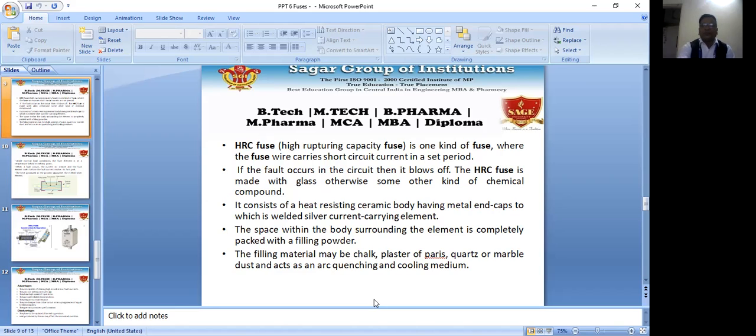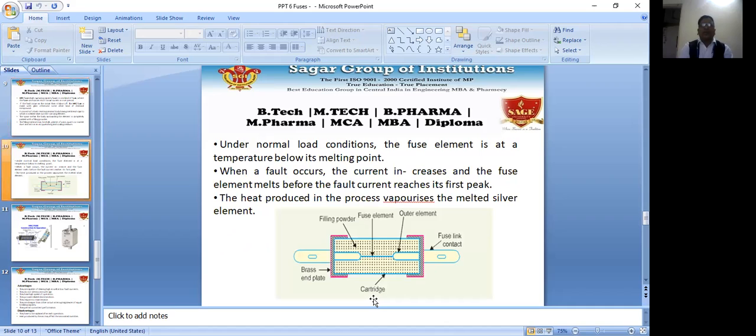Under normal load condition, the fuse element is at a temperature below its melting point, and when a fault occurs, the current increases and the fuse element melts before the fault current reaches its first peak. The heat produced in the process vaporizes the melted silver element.